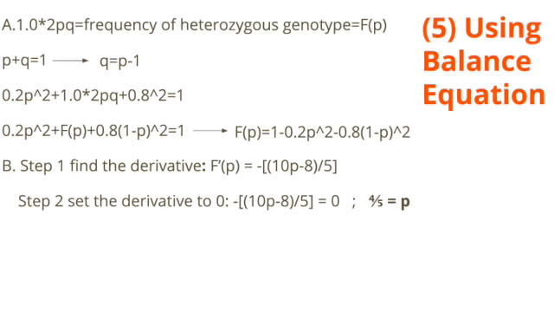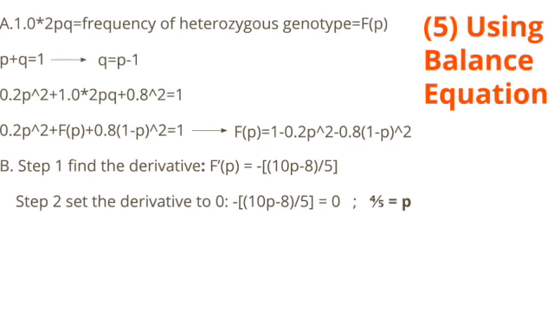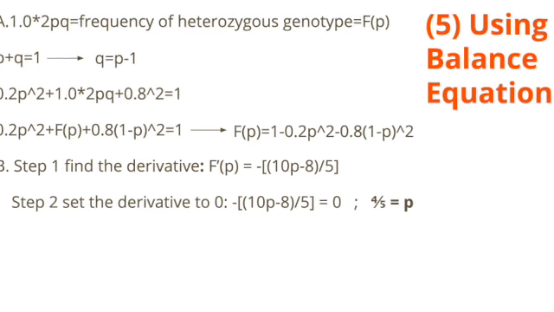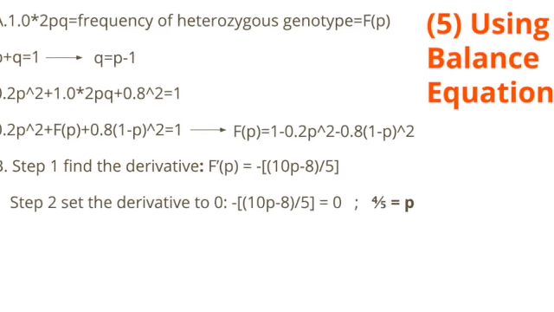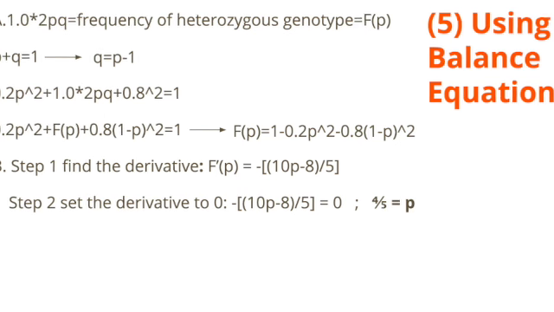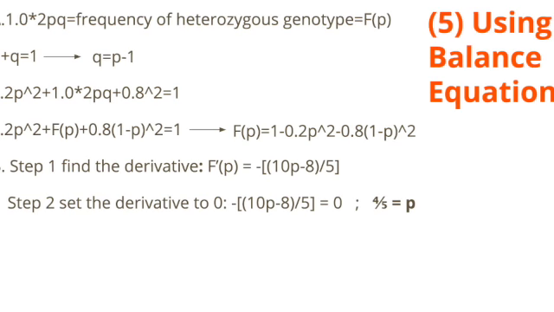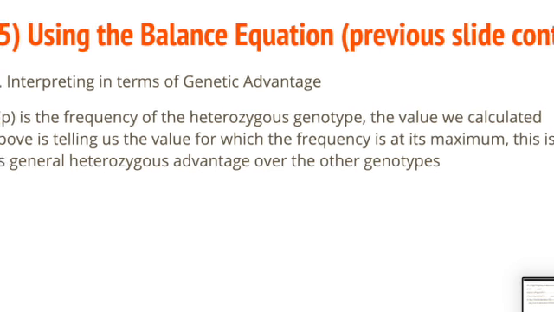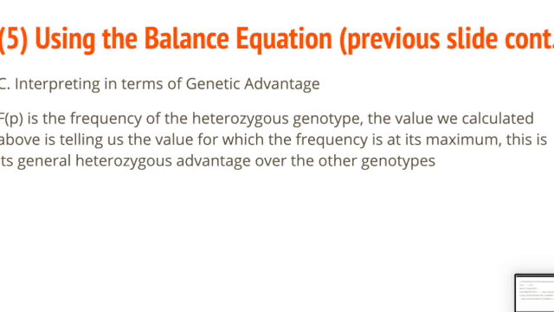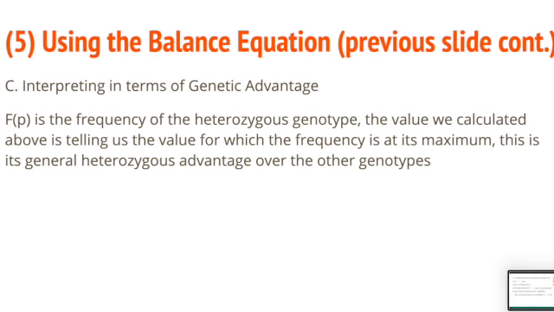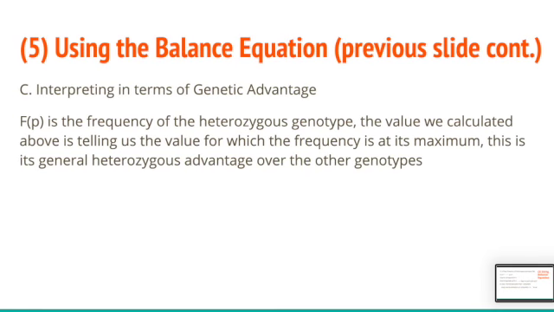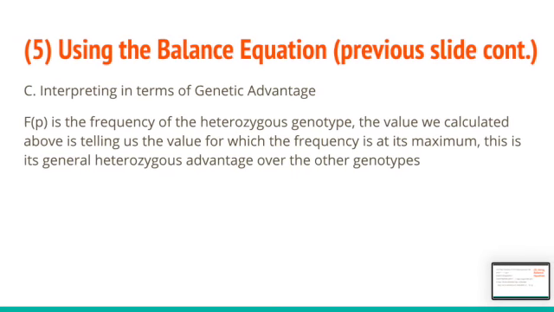proving this equation, we set up the derivative and set it equal to 0. By solving for the derivative when the value is equal to 0, we were able to find that at 4/5 frequency of p, there is the maximum heterozygous frequency. So f of p is the frequency of the heterozygous genotype in this equation. The value we calculated above is telling us the value at which the frequency is at its maximum. This is the general heterozygous advantage over the other genotypes.